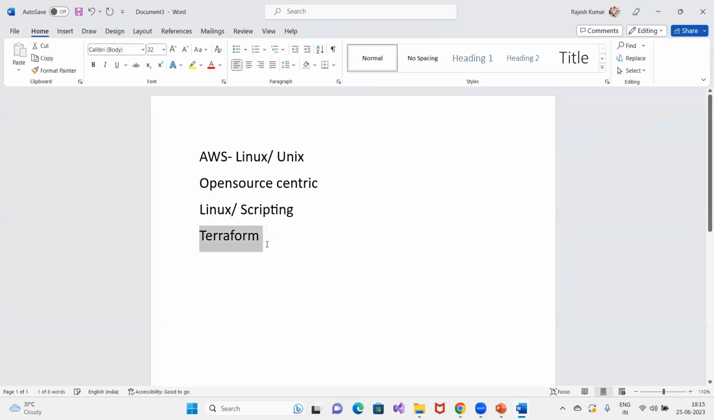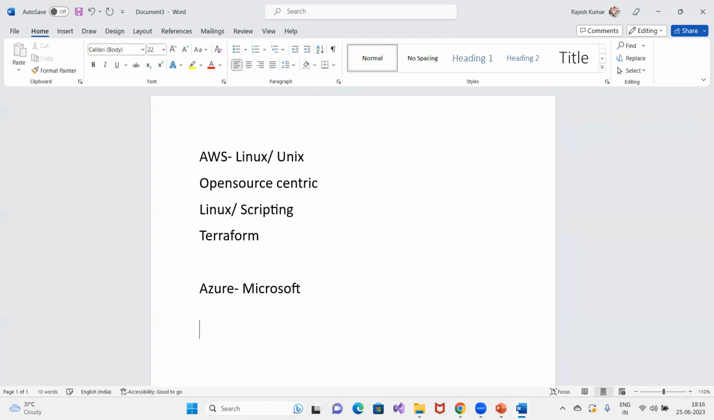Terraform is used for automation. If you want to create 200 servers with a single click, then the company uses Terraform. So a lot of things you will have to learn in order to get a job in AWS cloud. But when we talk about Azure, Azure is the product of what? Microsoft.